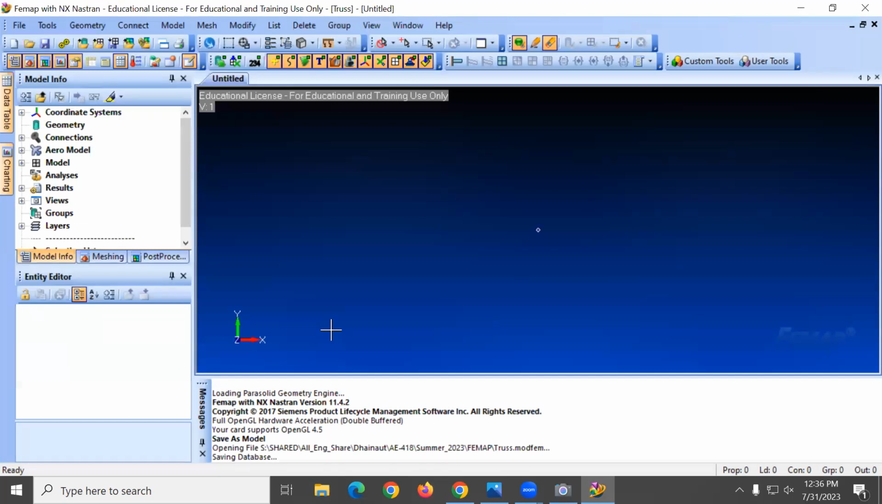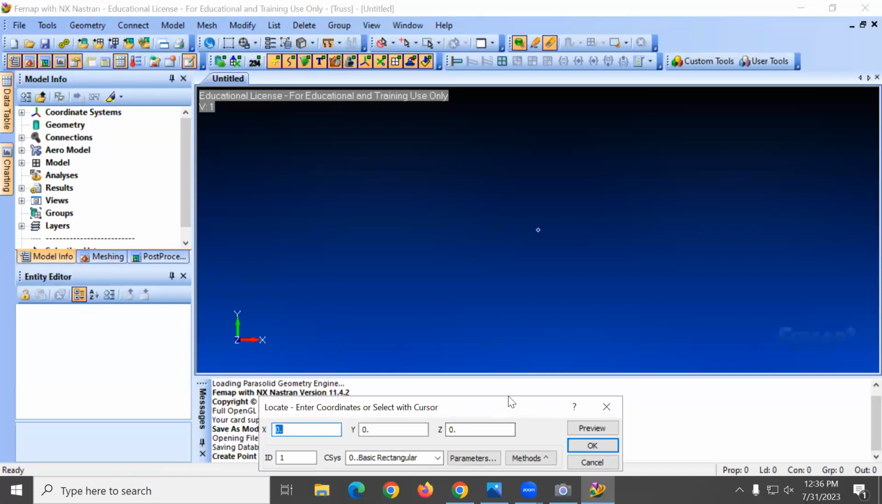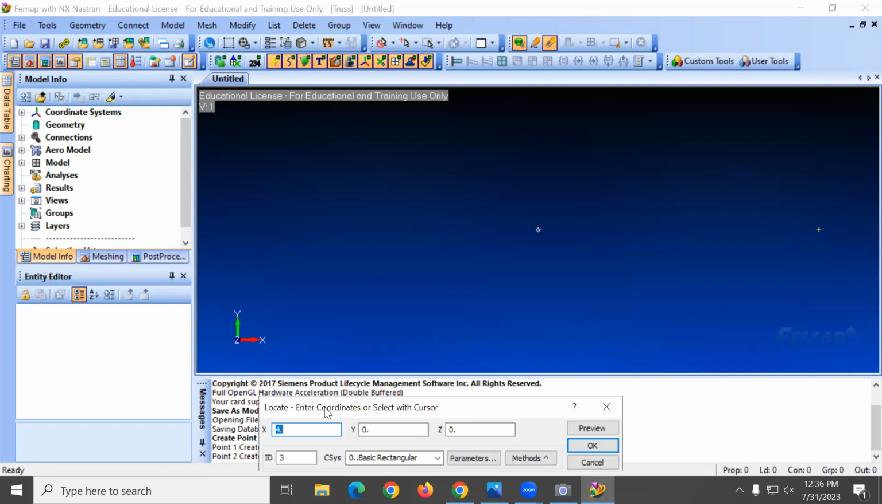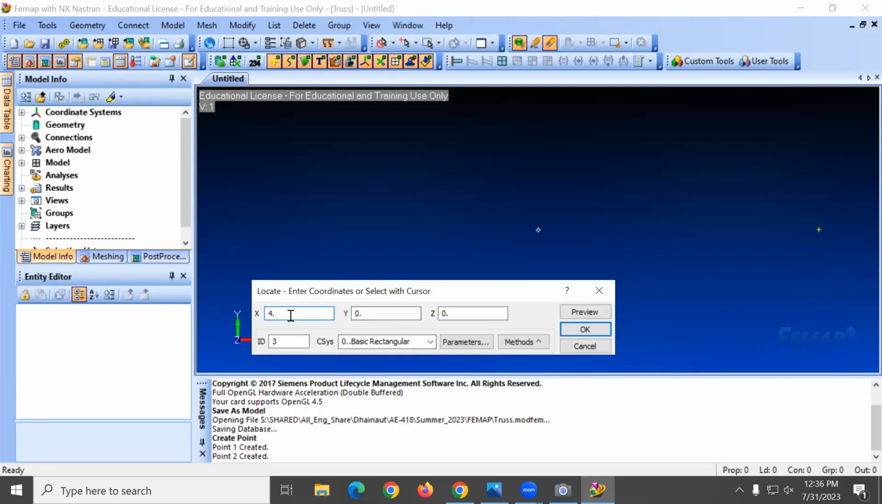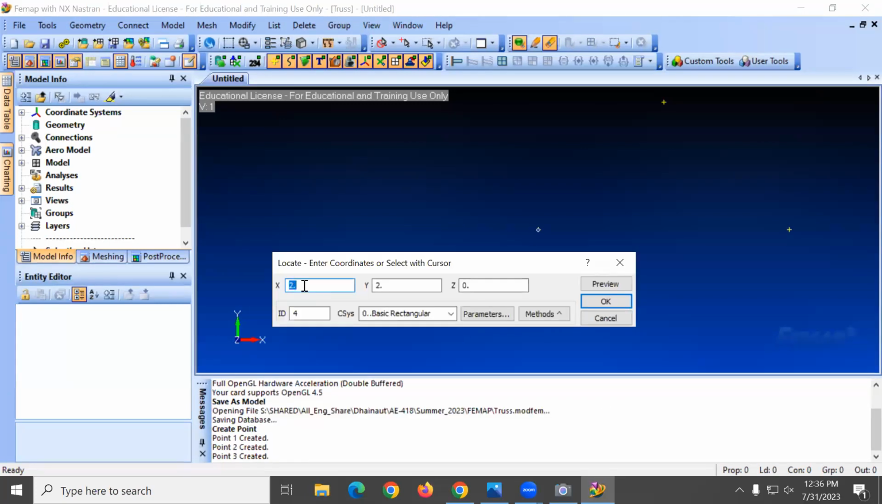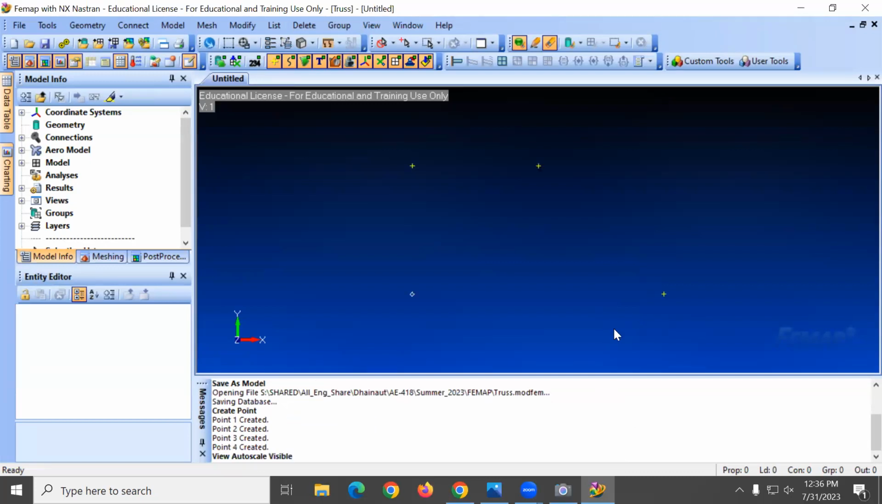So let's see what can we do here. Geometry, points. We start at the bottom. Maybe we can have 0, 0, 0. That would be point A. Point B we can put here. Okay, so B will be at 4, 0, and C will be at 2, 2. Okay, and let me center with control A.